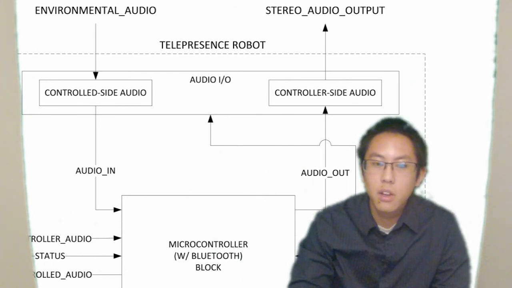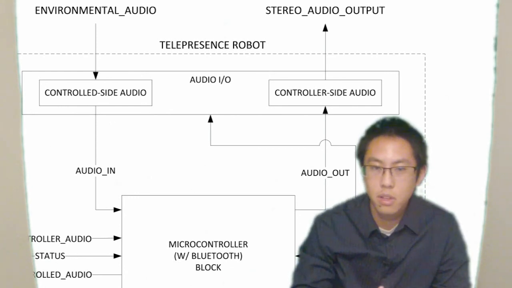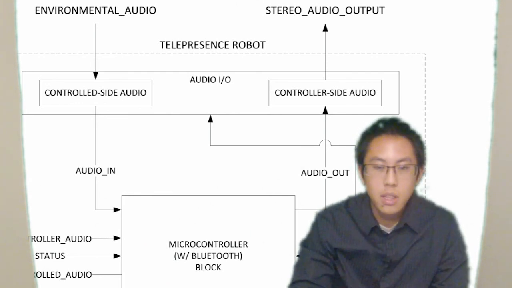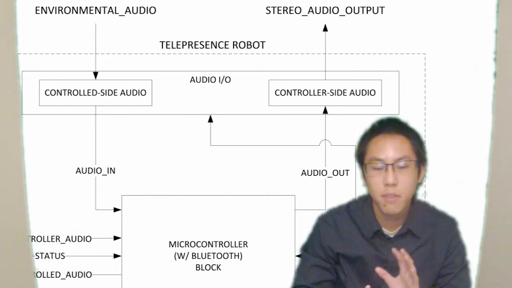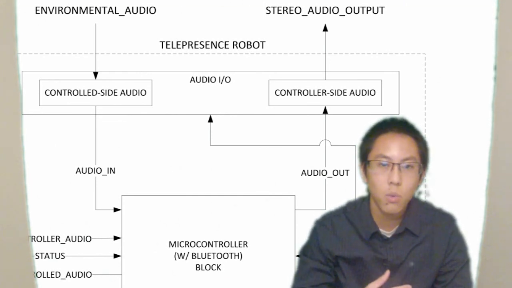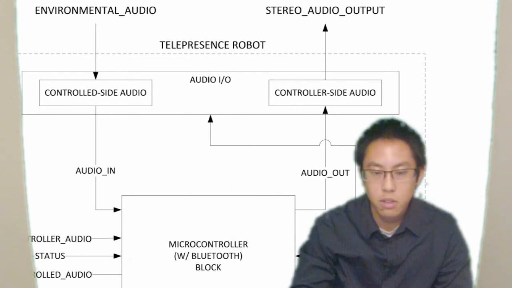The software for the audio input and output blocks on both the controller and the controlled side devices will have similar functionality. The microphones on both sides will pick up the environmental sound on the respective sides, filter out unwanted noise through a preamplifier, and send it to the other device wirelessly.